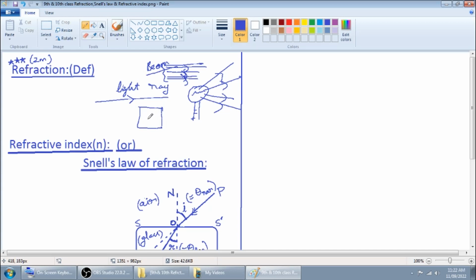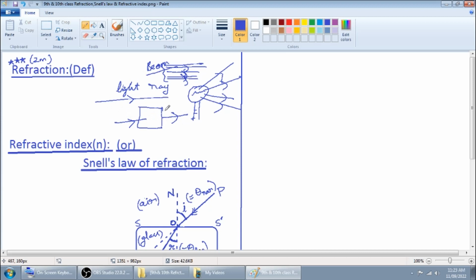Now the important thing is we can see through such media like glass, water, air only because light can pass through them. A light ray, when it is incident on a transparent medium, can easily pass through it. So this gives another simple meaning of a transparent medium. Any medium, substance or material through which we can see, or through which light can pass, is called a transparent medium.